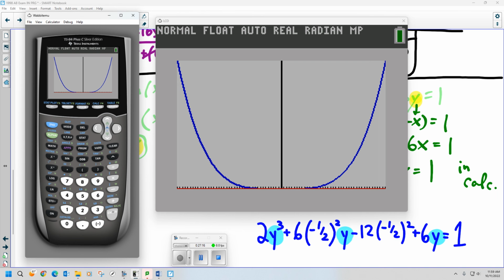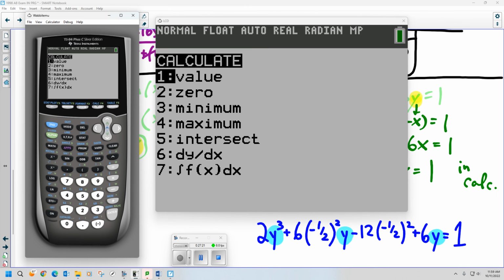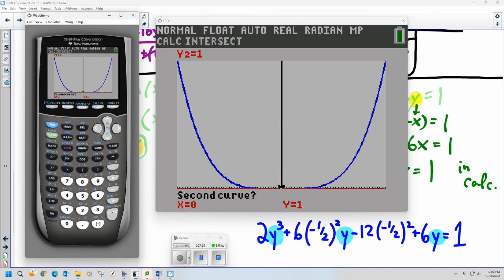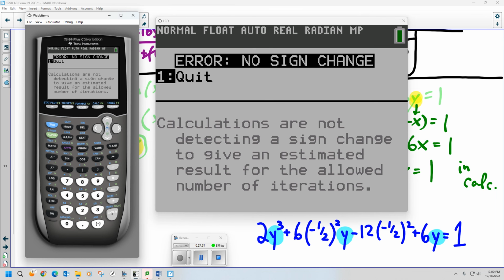Okay, let's do this. Right at this point, second, trace, intersect. I'm hoping it intersects at some point. Enter 3 times. It's thinking. It's thinking. Quit. Oh, no. Let's make sure I did this correctly.